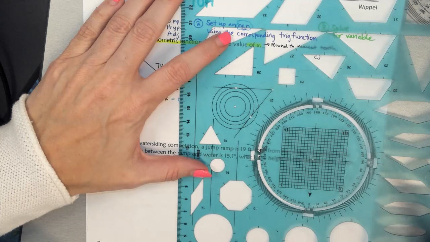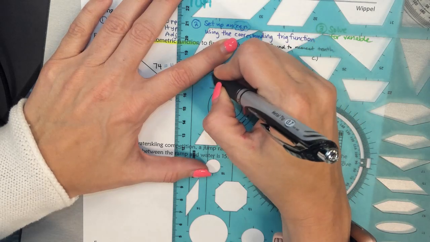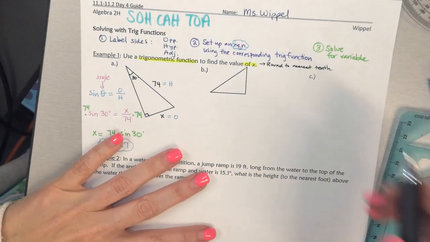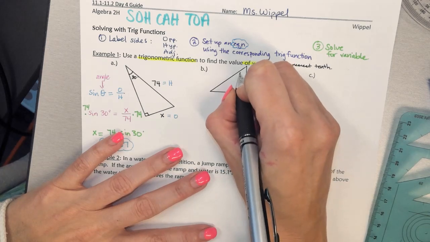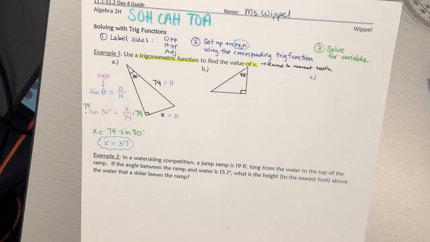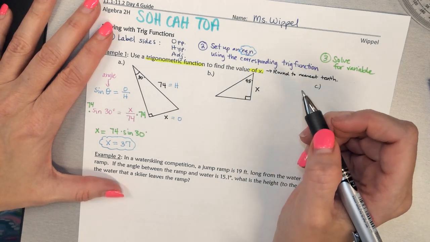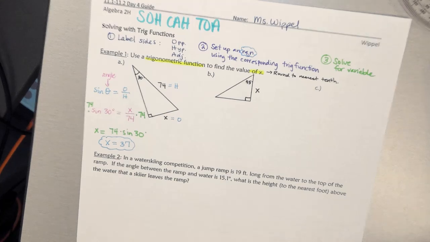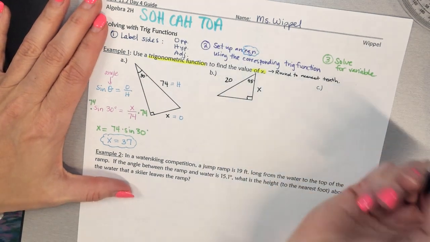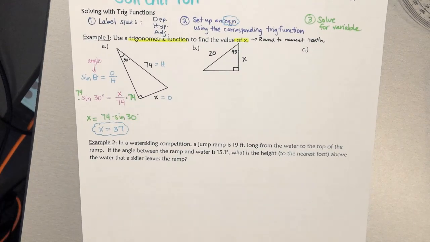Alright, then for B, we have an angle that's 45, a side that's x, and another side length that is 20. Do you guys remember you had special rules for 45-45-90 triangles? We're going to review those next week.